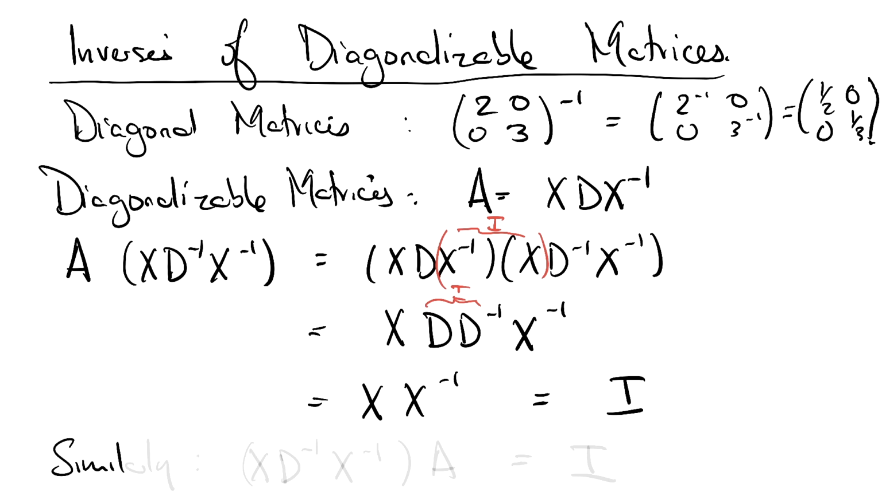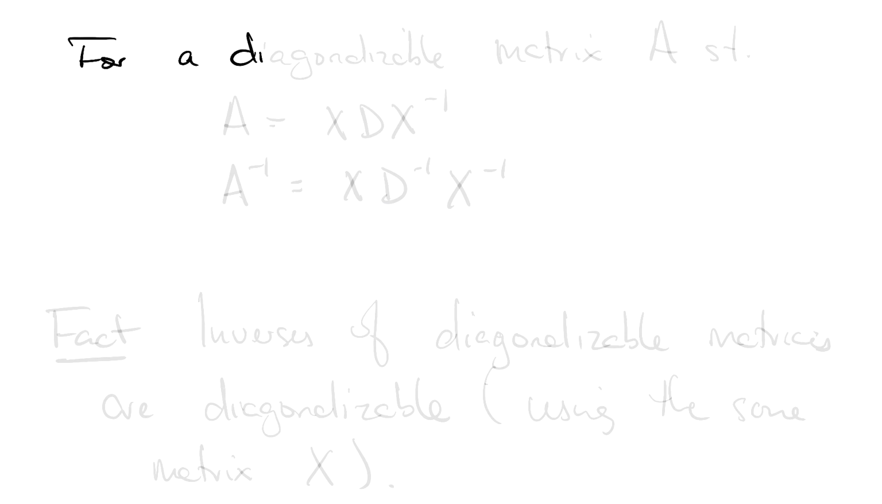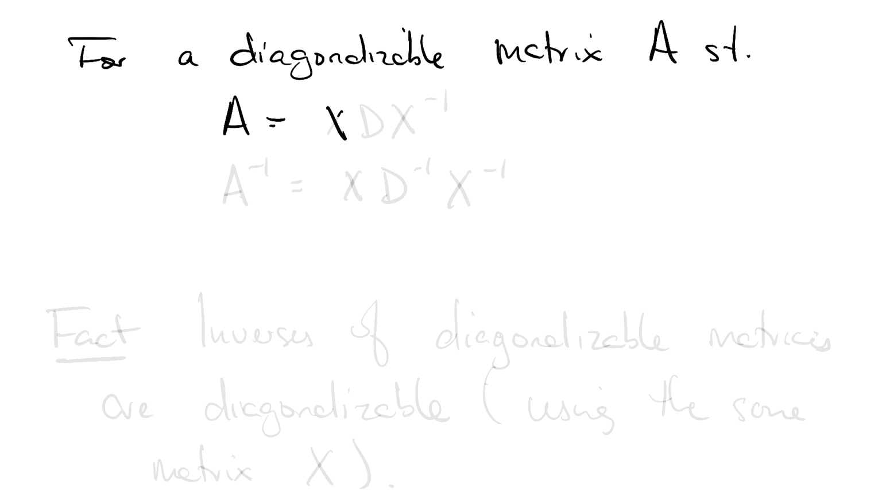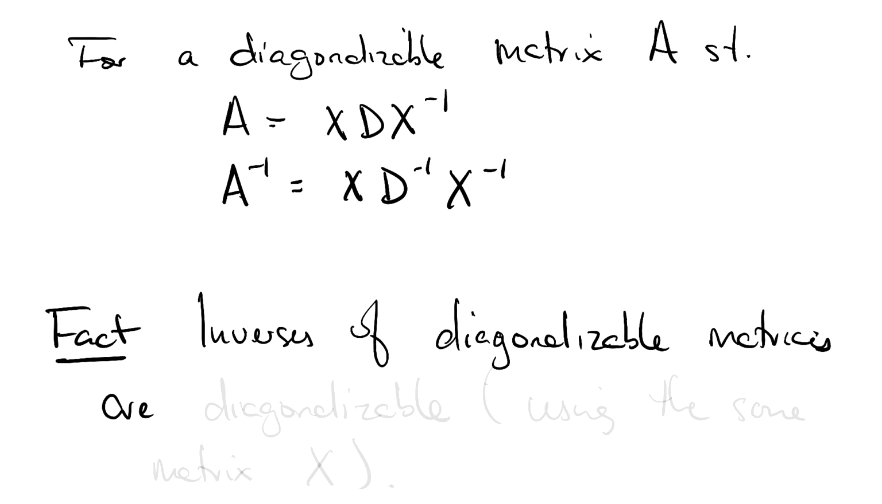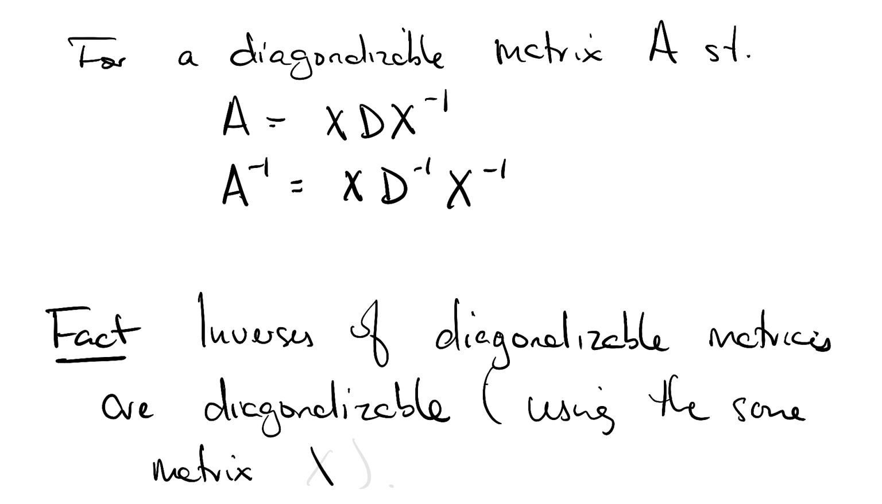Similarly, X D inverse X inverse times A is also going to be I. Putting that all together, what do we get? For a diagonalizable matrix A such that A is equal to X D X inverse, A inverse is X D inverse X inverse. From this, we can see the fact. Inverses of diagonalizable matrices are also diagonalizable using the same matrix X.